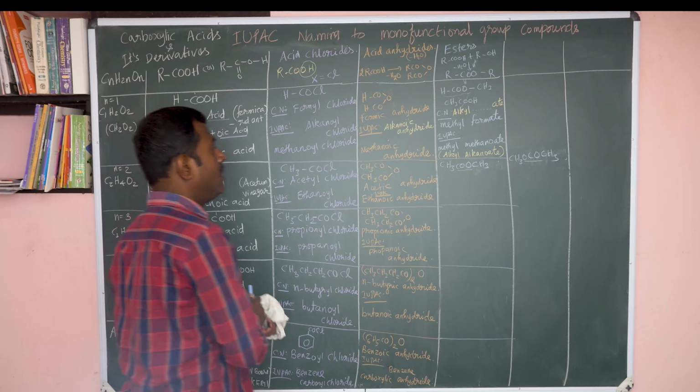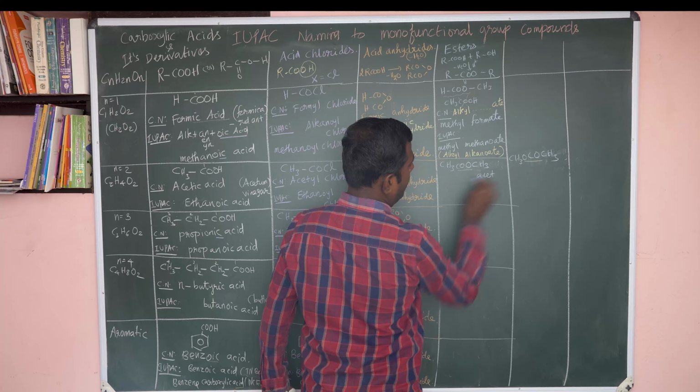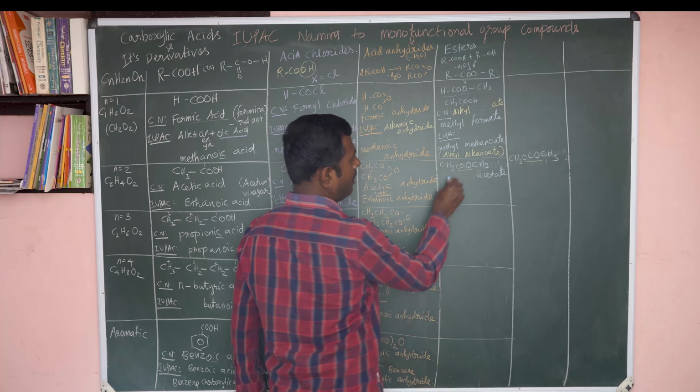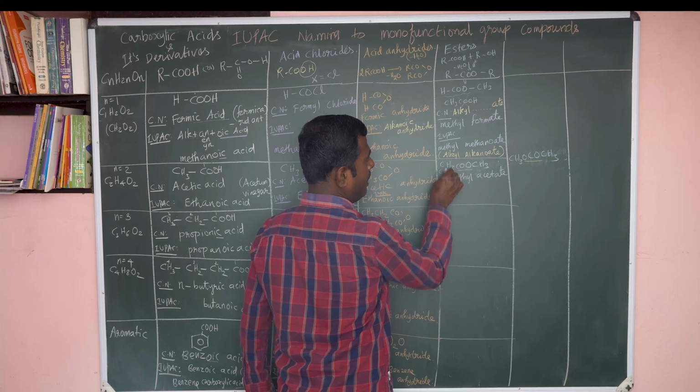Okay, so this is an ester. It is formed from acetic acid. So acetic is removed and "ate" is added: acetate. The alcohol is methyl. So methyl acetate. This is the common name.